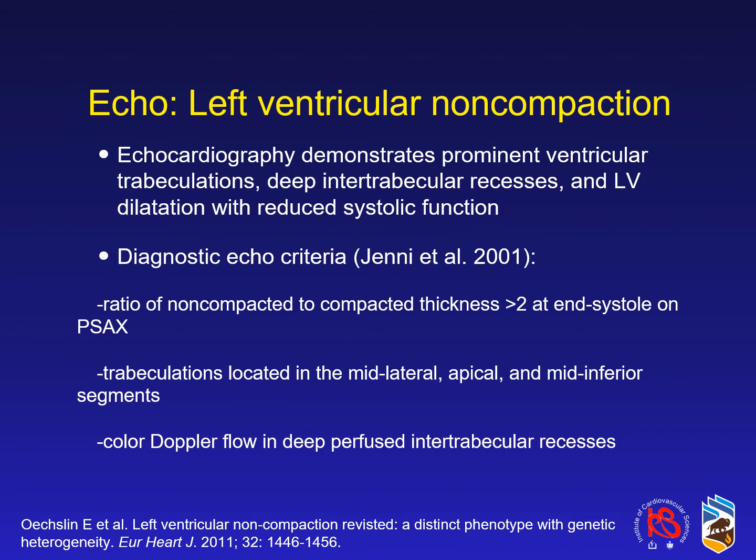Now, there are a number of echocardiographic criteria. We're going to focus on one by Jenni et al. that was published in 2001, where we want to see if the ratio of the non-compacted to compacted myocardial thickness is greater than 2 at end systole, see if there are trabeculations located within the mid-lateral, apical, and mid-inferior segments, and finally, if there is evidence of color Doppler flow within deep perfused intratrabecular recesses.